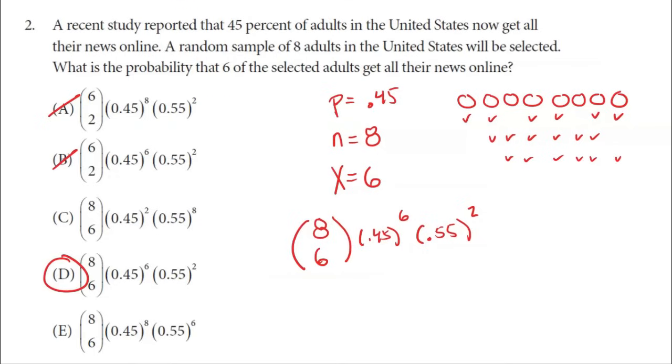Hopefully that made a lot of sense. Now, we're done with the question. We got it right, but I also want to talk about how to actually get this probability. Now, multiplying 0.45 to the 6 times 0.55 to the second is pretty easy to do on your calculator, but where do I go to get 8 choose 6, the number of combinations?